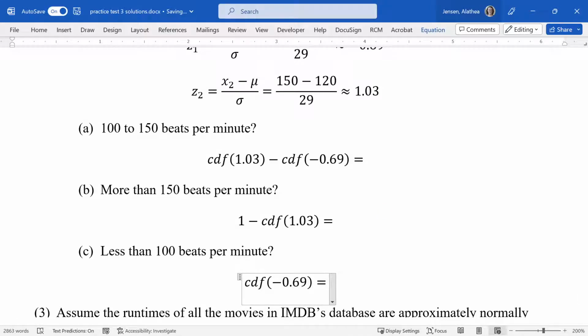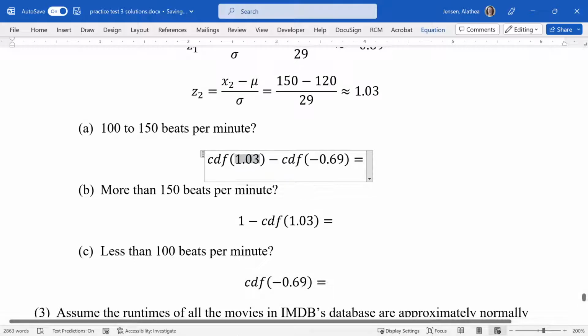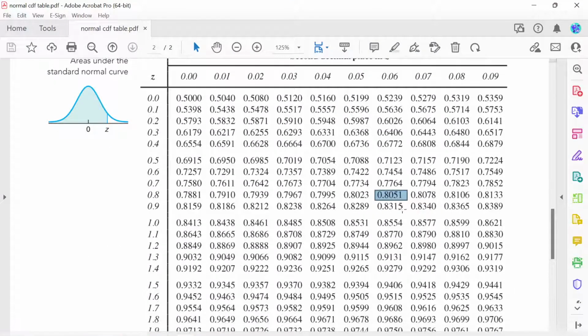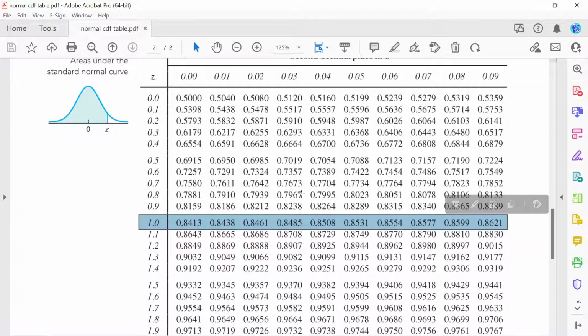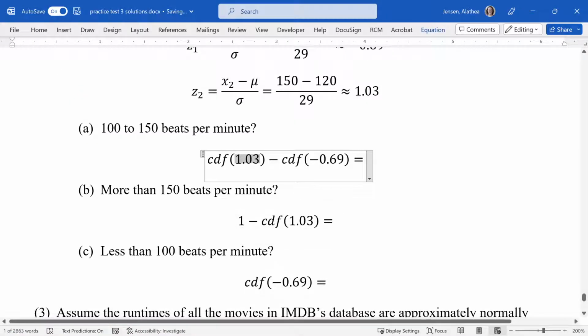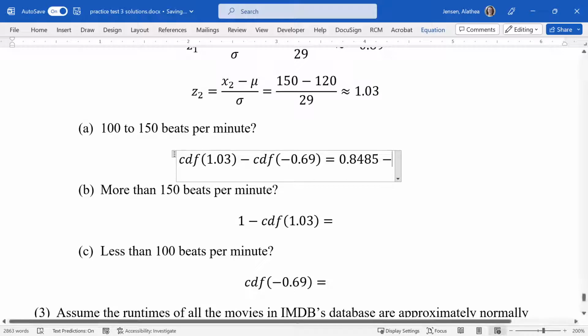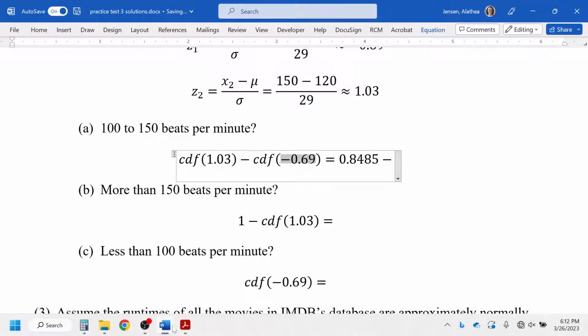All right, now I'm going to go to my table and look up those two CDF values. First one is for 1.03. I'm going to the 1.0 row, and then over to the 0.03 column, which is this one. So I'm looking at 0.8485.